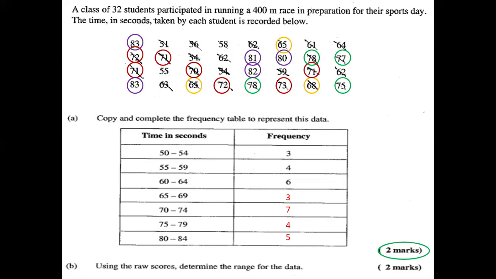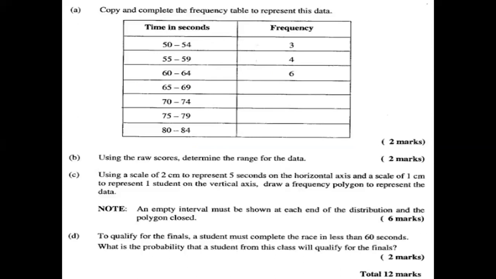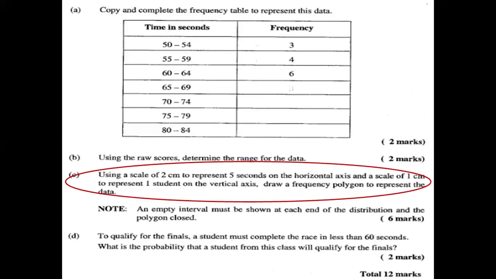All right, part B of the question said, using the raw scores, determine the range for the data. Range is basically a measure of spread, and what's happening there is the highest value, 83, as it is recorded here, minus 51, the lowest score. So the measure of spread here is 32. That's what the range is for 2 marks. All right, there are other questions here on the same. Well, let's complete our table here as it was.